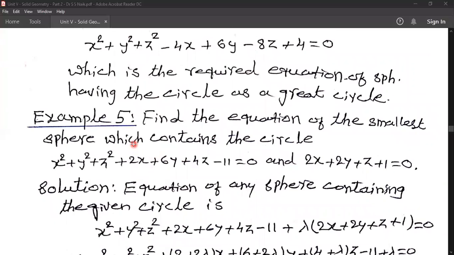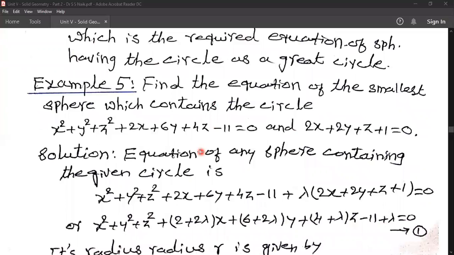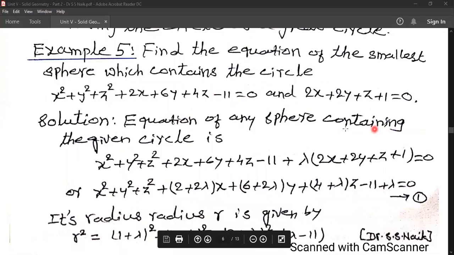Then we'll take example 5. Find the equation of the smallest sphere which contains the circle x square plus y square plus z square plus 2x plus 6y plus 4z minus 11 is equal to 0 and 2x plus 2y plus z plus 1 is equal to 0. Then we'll go for the solution of this.